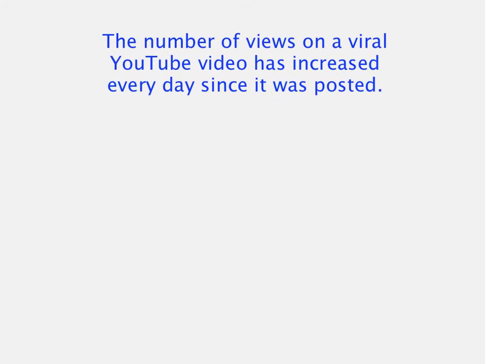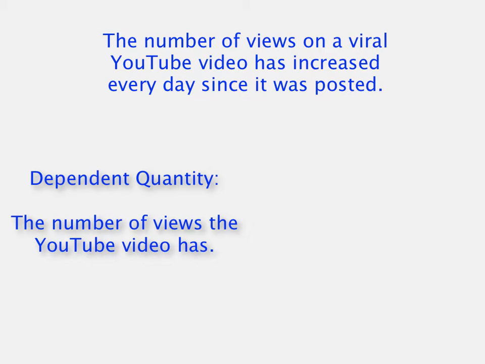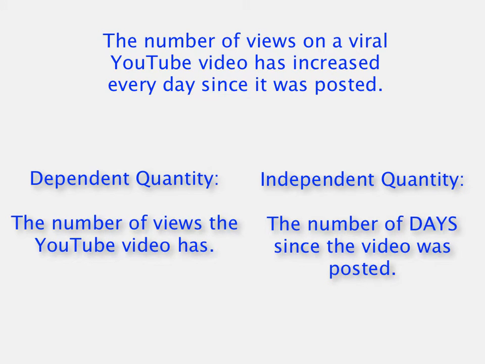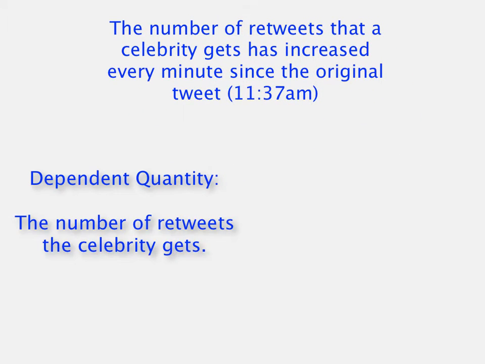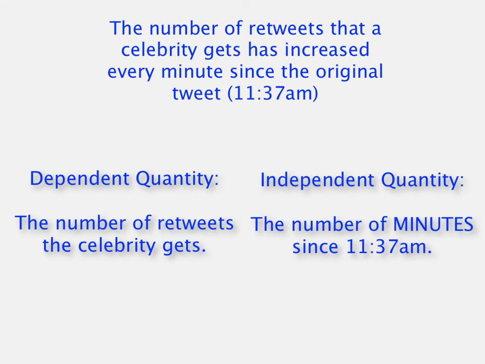In our fifth example, the dependent quantity is going to be the number of views on that YouTube video, and the independent quantity is going to be the number of days since that YouTube video was posted. In our last example, the dependent quantity is going to be the number of retweets that celebrity got, and the independent quantity is going to be the number of minutes since 11:37 a.m.